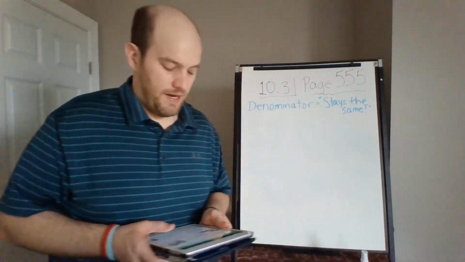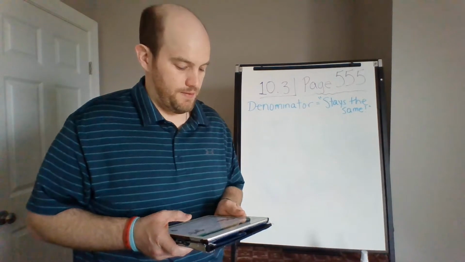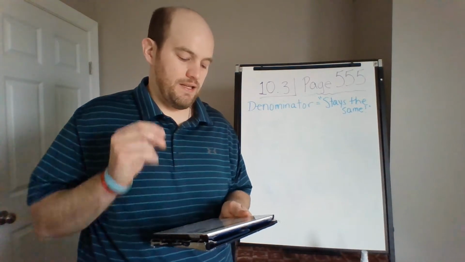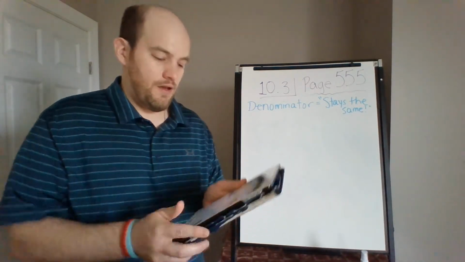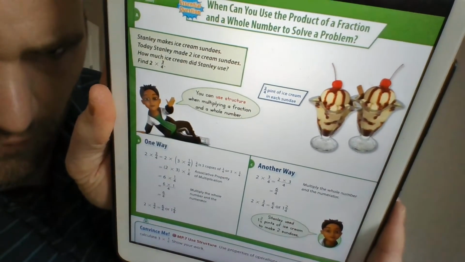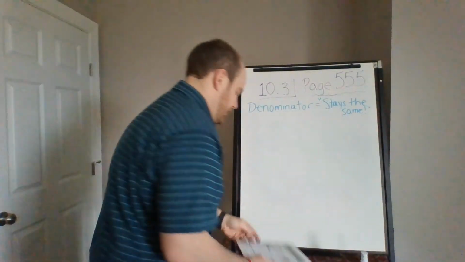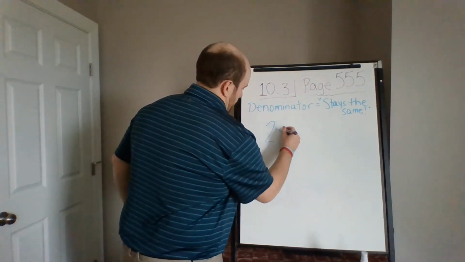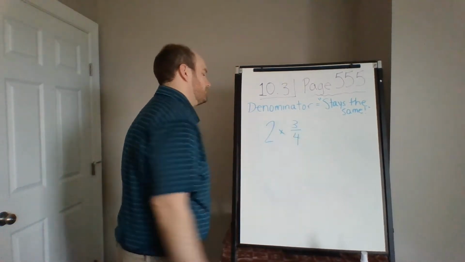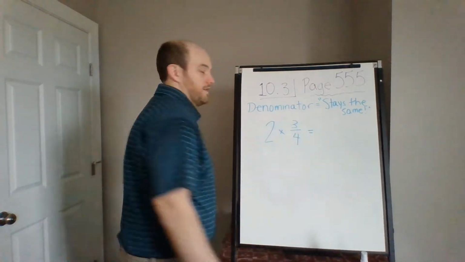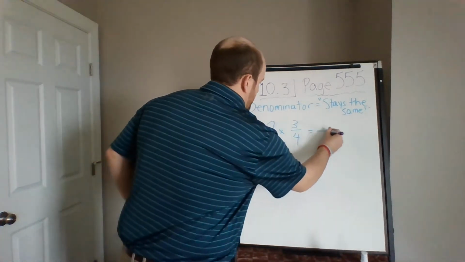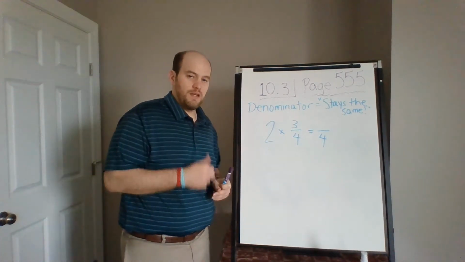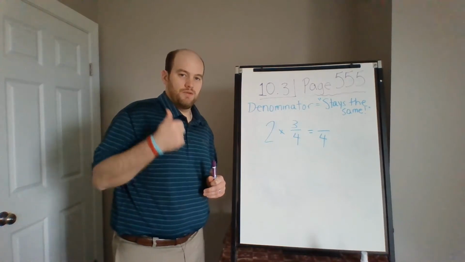It says Stanley makes ice cream sundaes. Sounds good. Today, Stanley made 2 ice cream sundaes. How much ice cream did Stanley use? If you look at the picture, it says right on there, 3/4 pint of ice cream. Stanley made 2 ice cream sundaes, and he had to use 3/4 of a pint. Does my denominator change? No, it stays the same. So I have to do 2 times 3. What's 2 times 3? You could do 3, 6. You could do 2, 4, 6.